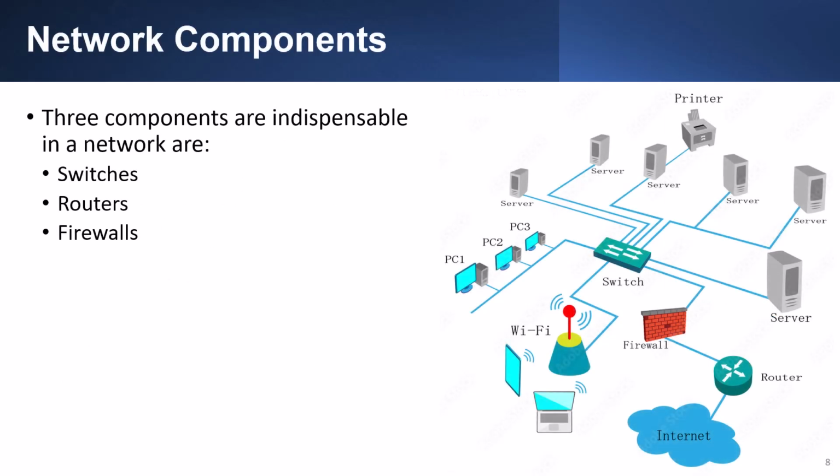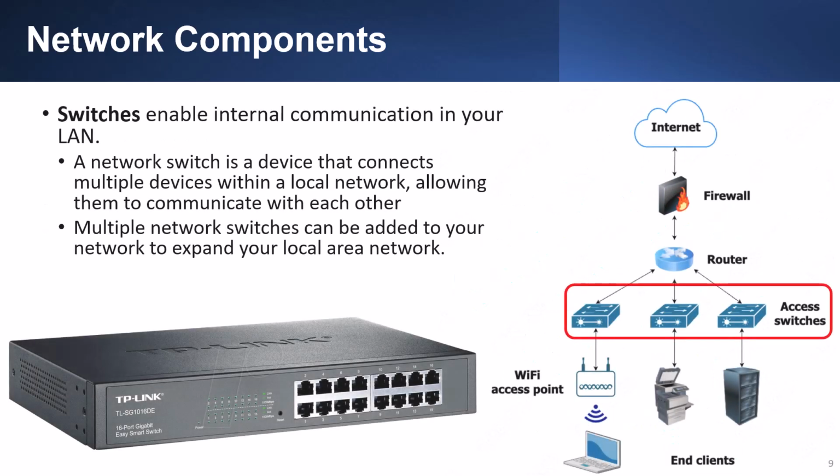Three components are indispensable in a network. They are switches, routers, and firewalls. Switches enable internal communications in your local area network. A network switch is a device that connects multiple devices within a local network, allowing them to communicate with each other. Multiple network switches can be added to your network to expand your local area network.